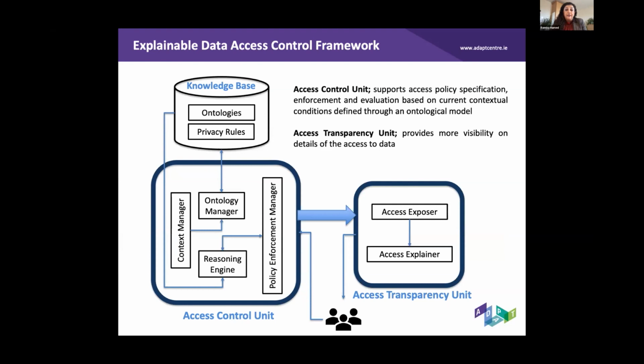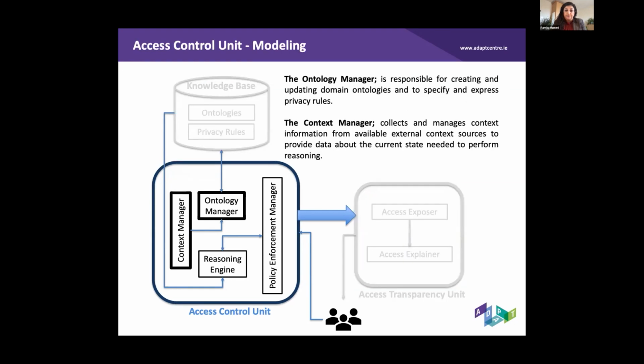In ADAPT Centre, we have developed a framework which controls data access and explains the details of access decisions to any controller proxies. For example, in the case of an archive, you can consider any librarian and data owner, using semantic web technology. This framework consists of two main units: the access control unit, which expresses access rules, then enforces and evaluates them based on the current contextual condition through an ontological model; and the access transparency unit, which provides more visibility on the details of access decisions made in that unit.